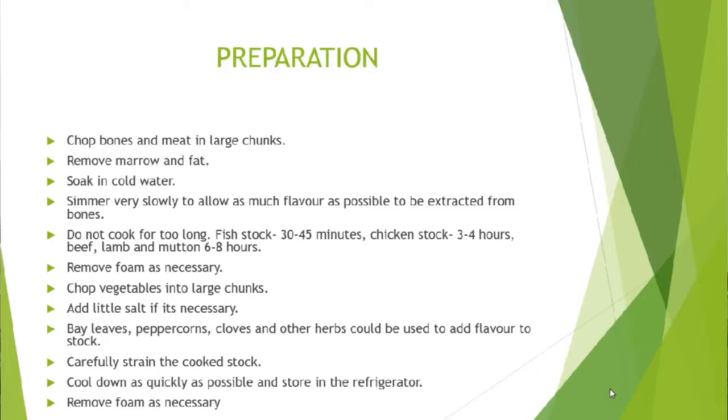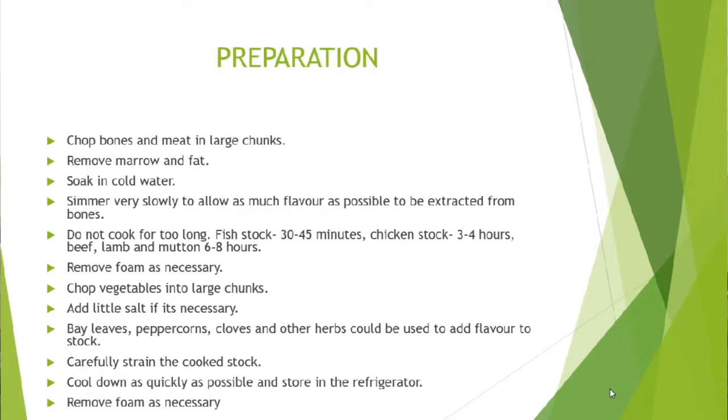So we've got cooking times. When you prepare the fish stock, the cooking time is between 30 and 45 minutes. For chicken stock, it's between 3 to 4 hours. For beef, lamb, or mutton stock, it's between 6 and 8 hours. So make sure that when you cook your stock, you don't cook it for too long, because your stock will become cloudy. Then after cooking the stock, you remove the foam as necessary.